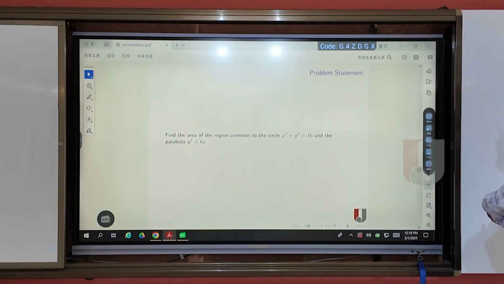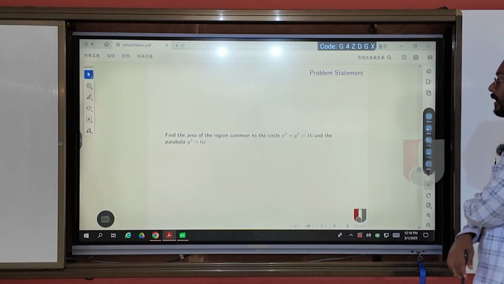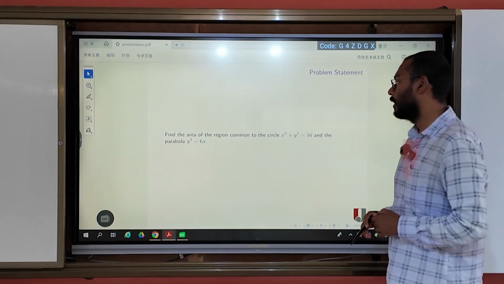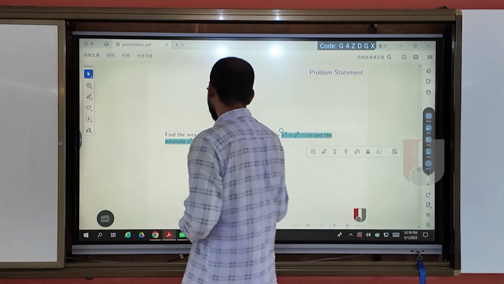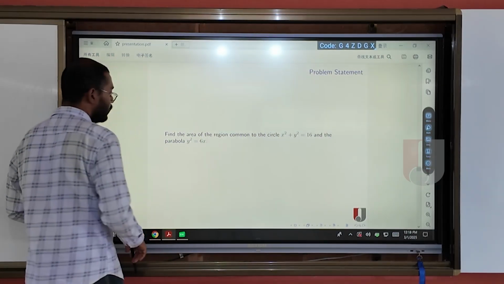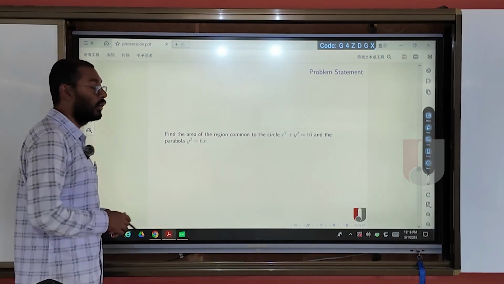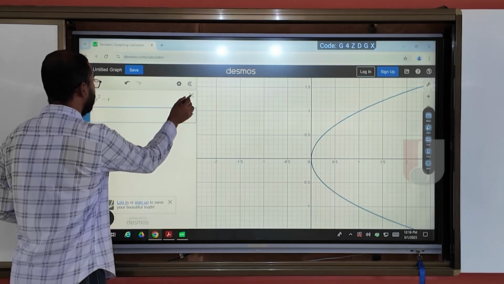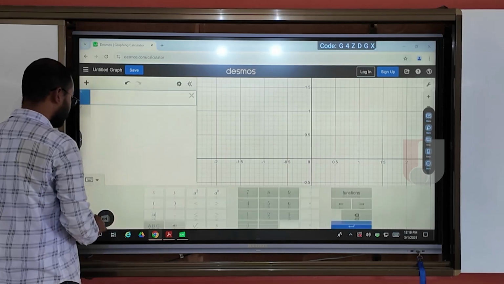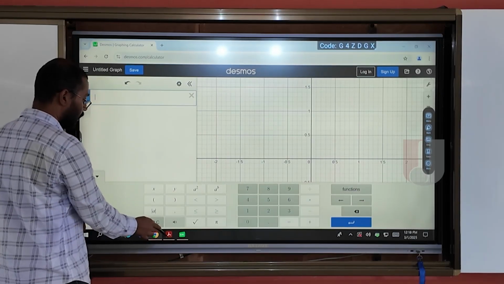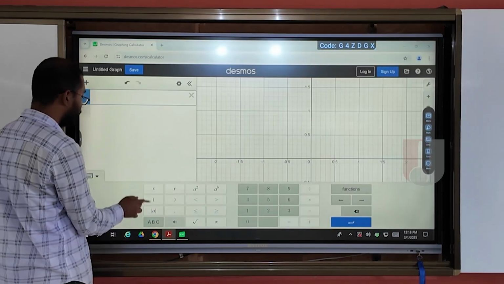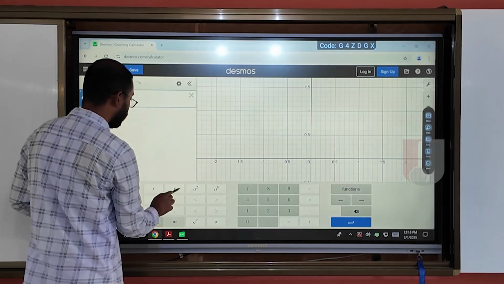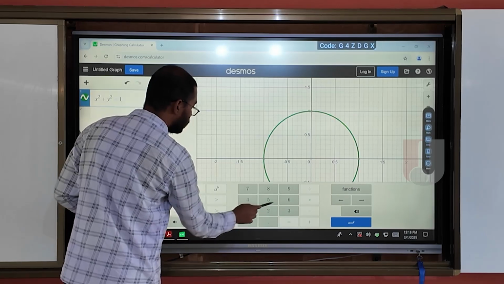Now find out the area bounded by the curves. One is x square plus y square equal to 16, another is y square equal to 6x. This is a circle and this is a parabola. So how to do it? First we see how the curves actually look. One is x square plus y square equal to 16.